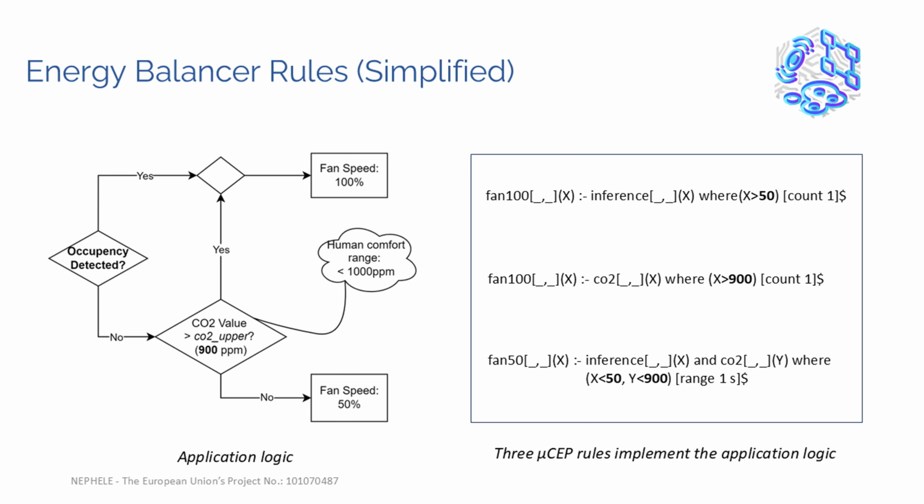Now, let's realize the energy balancer application using the created firmware. On the left, you see a simplified version of the application logic. If room occupancy is detected, we check the CO2 level. If it's below 1000 parts per million, indicating good air quality, the HVAC fan runs at 50%. Otherwise, it switches to full power. On the right, you see how this logic is implemented using micro-C EP rules, enabling real-time, rule-based control directly on the device.